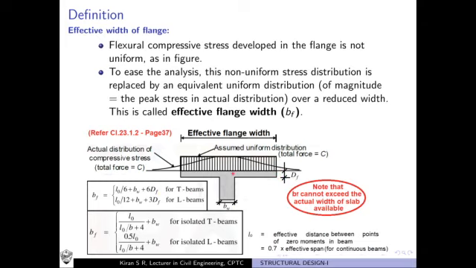So in a flanged beam, the most important dimensions are the effective flange width B suffix F and the width of the web B suffix W and depth of flange D suffix F. So you should be clear and thorough about these three important parameters using which we define a flanged beam. Okay.